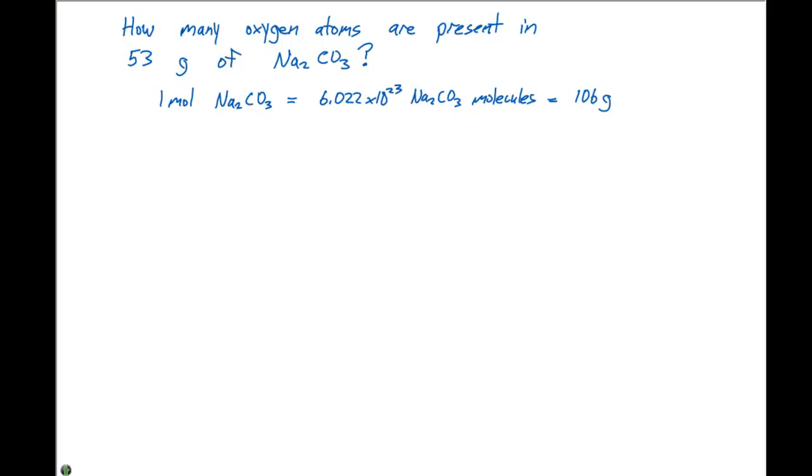We are initially starting out with 53 grams of Na2CO3. So first we need to convert these grams over to moles. We know that 1 mole of Na2CO3 is equal to 106 grams. So we'll put the 106 grams of sodium carbonate down here in the denominator. Then in the numerator, we have 1 mole of Na2CO3.